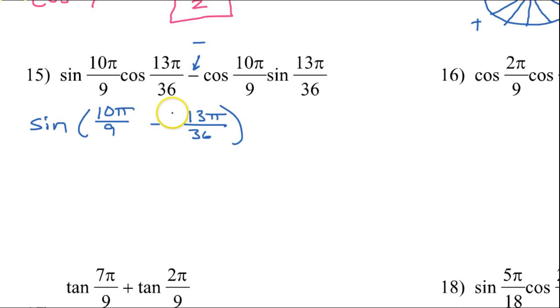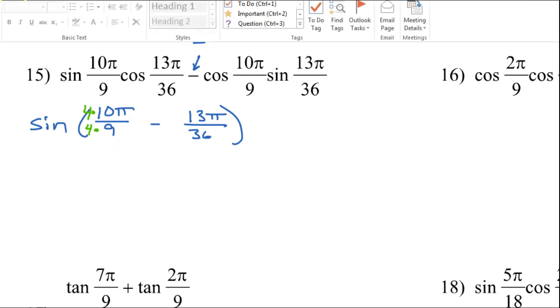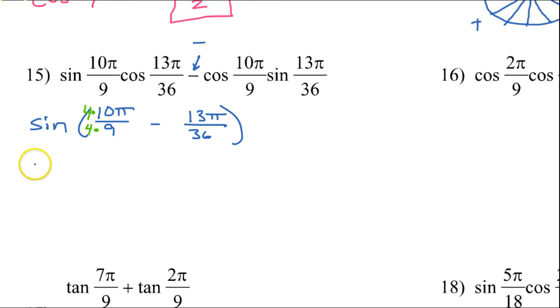I would like to combine these, so I'm going to need like denominators. To get 36, I'm going to have to multiply this by 4. So I'll do that. But then that means I'll have to multiply the numerator by 4 as well. Okay, so now I have the sine of, I'll go ahead and show the steps, 40 pi over 36 minus 13 pi over 36.